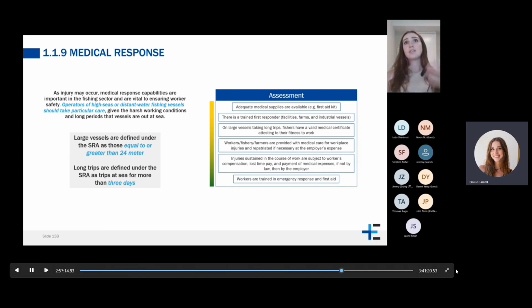So in the SRA, it's looking that there's adequate medical supplies. And here the term adequate was used very intentionally because what that word means will vary depending on the fishery. So for this one, only in the PISGs that specify the 24 meters versus the 3 days, that's where it's applicable. So for example, I think there's 7 or 8 PISGs in this indicator. And actually I can just show you, I think this is the easiest way to make sure it's well understood.